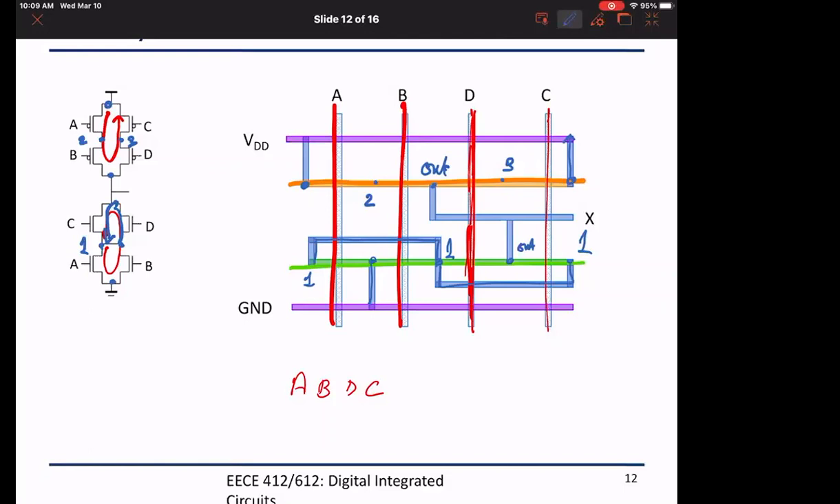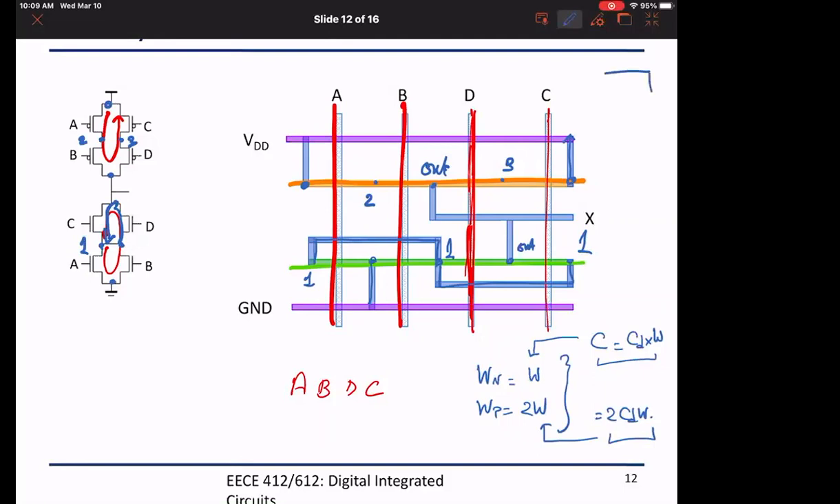Later, as you see in the homeworks, we say that WN is W and WP is 2W, and the capacitor C is some constant times the width of the device. So for the NMOS it is CD times W, and for the PMOS the capacitance will be 2CD times W. This is the terminology, because we can calculate the diffusion capacitance for a specific width, since it has certain dimensions, and we can use it accordingly. Okay, so depending on the width, the capacitance grows because the area grows.